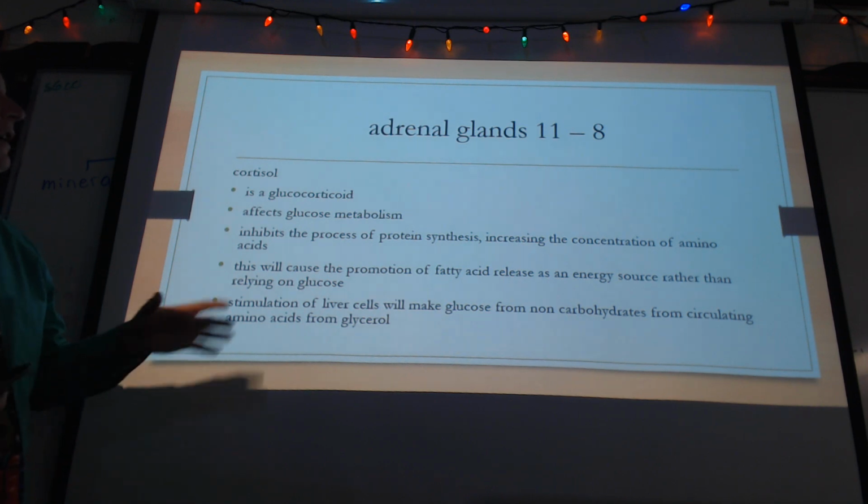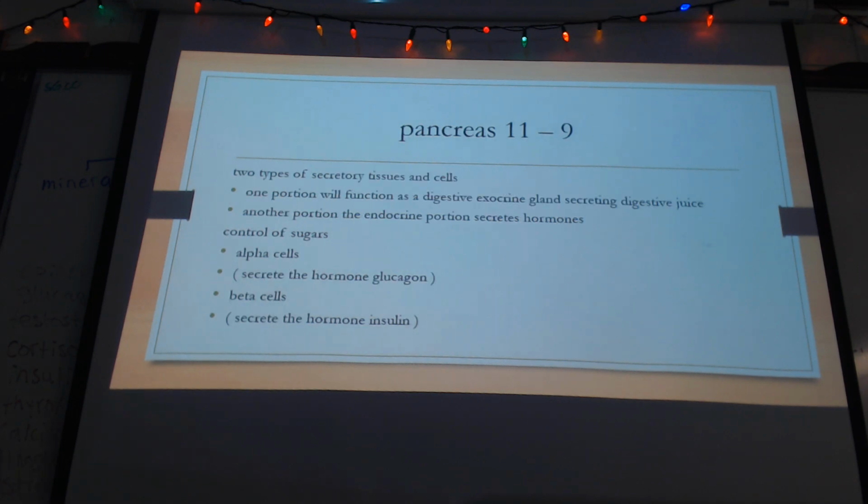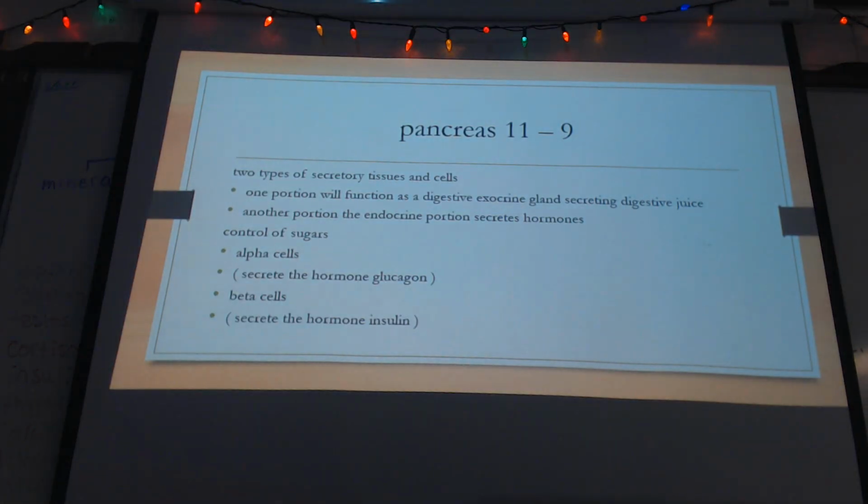I'm hoping that we should only have about 3 slides left. We are on 16 of 18. So I'm willing to bet that the pancreas must be next. Okay, 1, 2, so we just have 2 left.